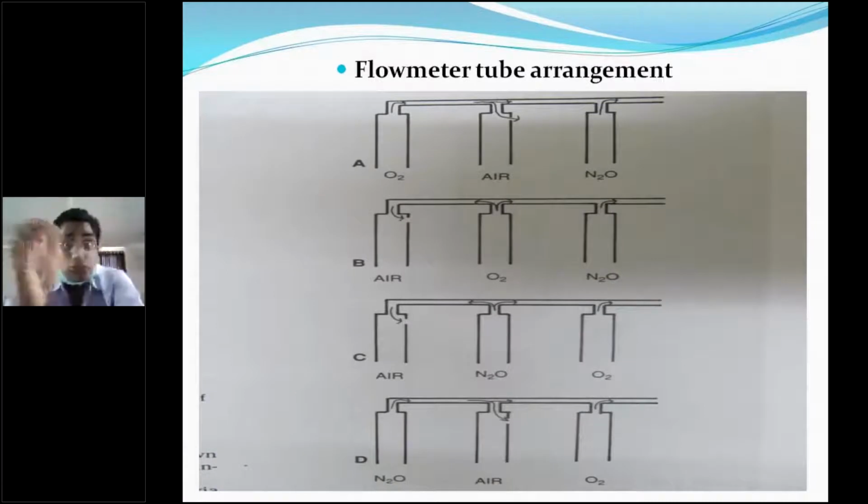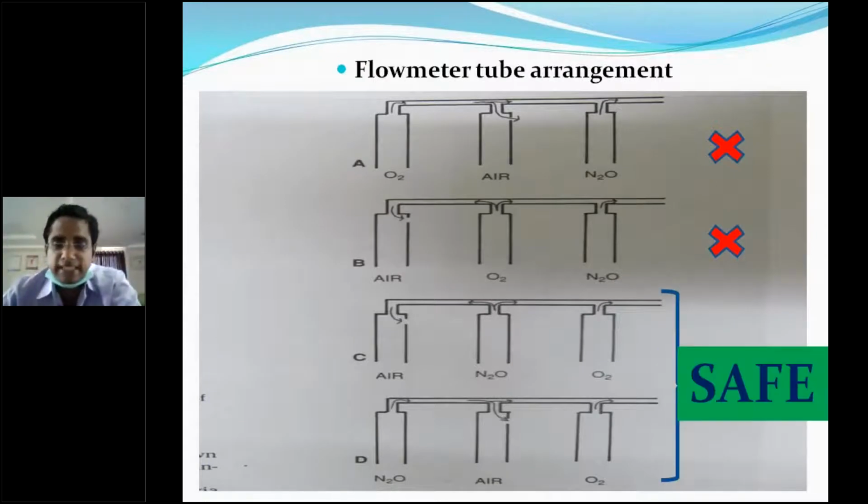Right. So this is the flow meter tube arrangement. One is oxygen, air, nitrous oxide; air, oxygen, nitrous oxide; air, nitrous oxide, oxygen; and nitrous oxide, air, oxygen. Everyone, please take a photo of this image. This is a popular MCQ which has come in the All India Institute of Medical Sciences anesthesia exam. So what is the right arrangement? Can anyone answer? A, B, C, D? Okay, no one. The first one is wrong. Second one is wrong. Third and fourth, C and D, are safe.